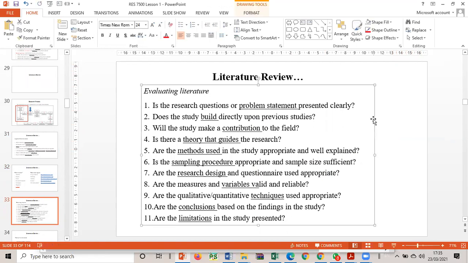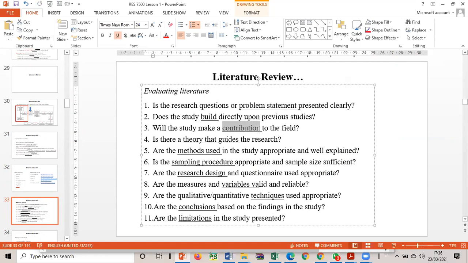Okay. So now, when you read the literature, not every article read is important. This I must read critically. Research question, problem statement presented clearly. I mean, telling why the study was important. Does it build directly on previous studies? I mean, there must be some literature review, information gathered from the previous studies. Does it contribute to the field?